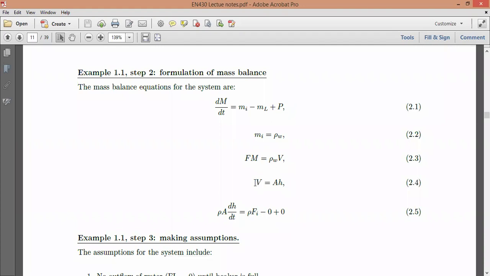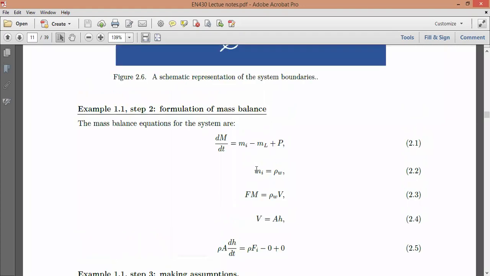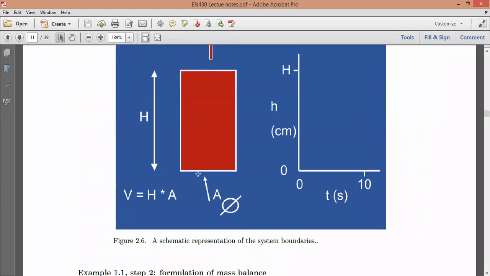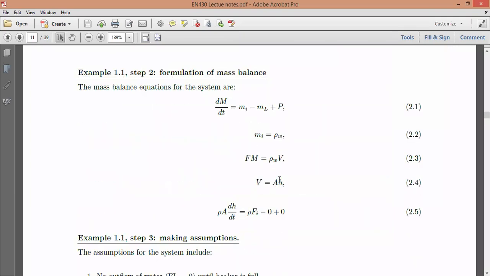And we also have the volume, isn't it, from the geometry of our system. Our volume is equal to A times H. So in that case, we'll say density multiplied by cross-sectional area multiplied by change in height over change in time, because in this case, what is changing is the height, isn't it? So as the water was filling, what was happening to the height of the water? It was also changing, isn't it?